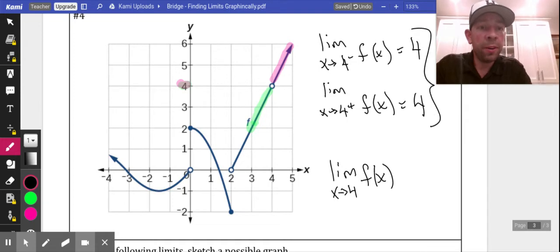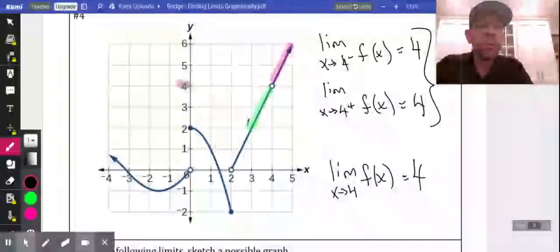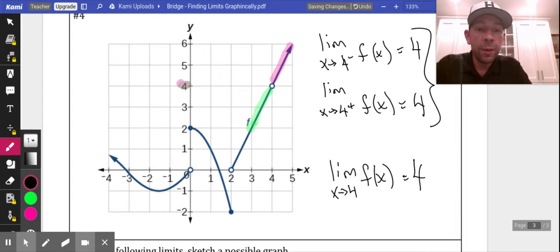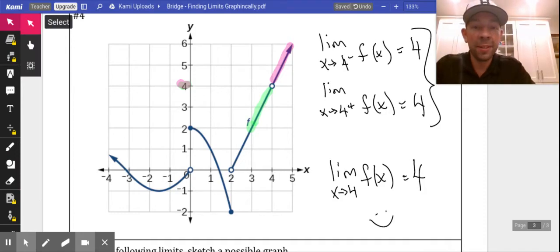These two numbers are the same, so we'll say the general limit does exist, and it equals a value, a height of 4. I'll put a little smiley face there. Winner, winner, chicken dinner. We finally got one to exist, huh?